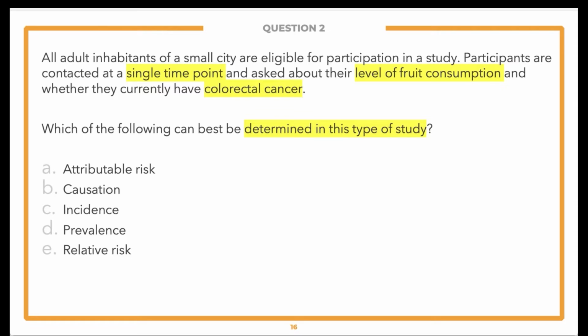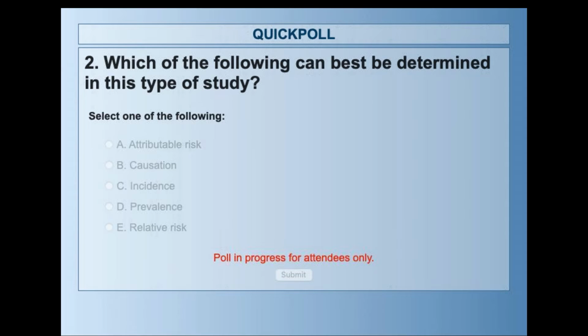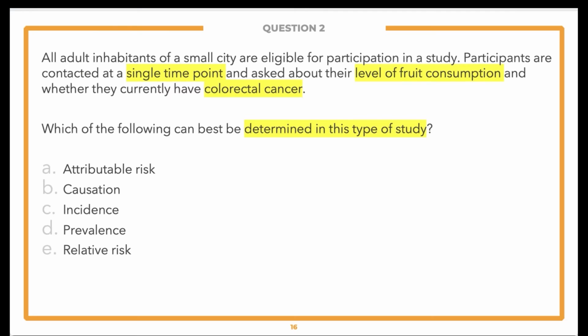Take your time. Okay. Well, we're going to go ahead and launch the poll. Let us know. What can best be determined in this type of study?